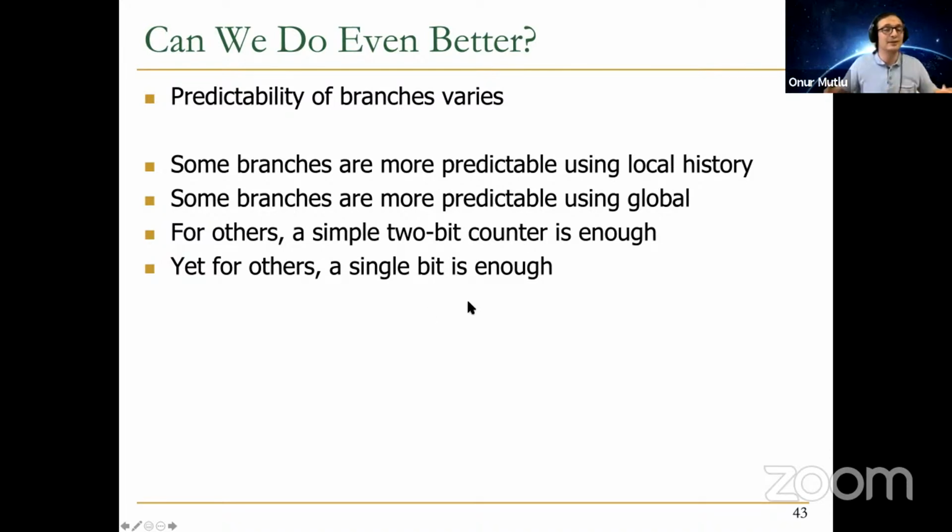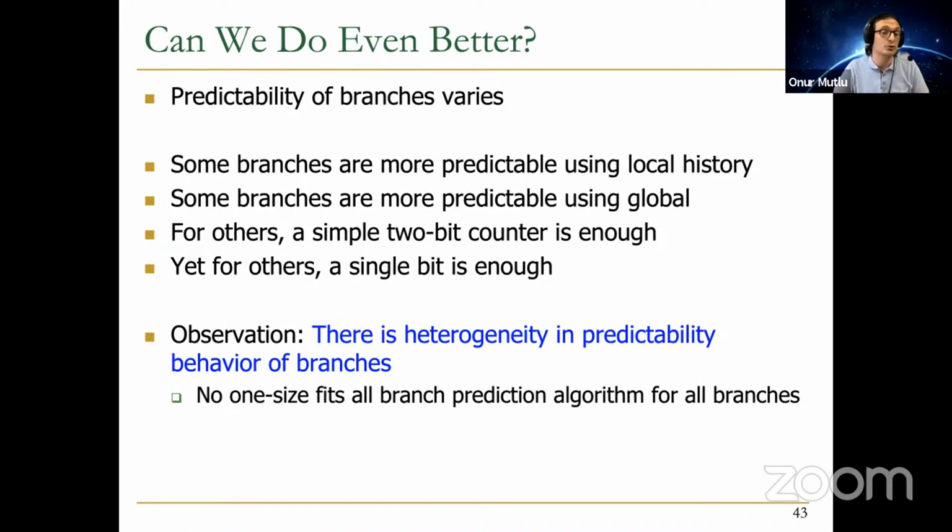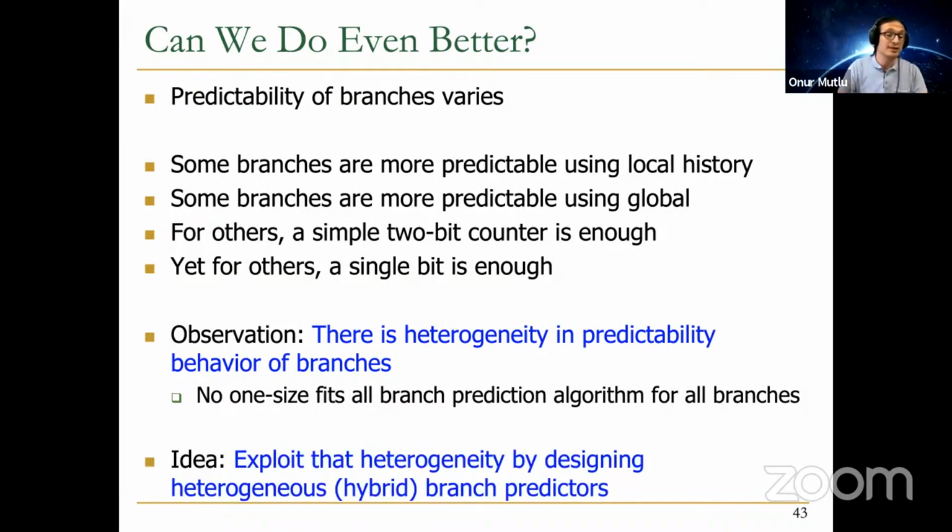So basically, there are different types of predictability for branches. And people have observed this, of course. And researchers said, clearly there's heterogeneity in the predictability behavior of branches. So why don't we actually do something heterogeneous? Meaning there's no one-size-fits-all branch prediction algorithm for all possible branches that we'll see. So why don't we exploit this heterogeneity in predictability by designing heterogeneous or hybrid branch predictors?